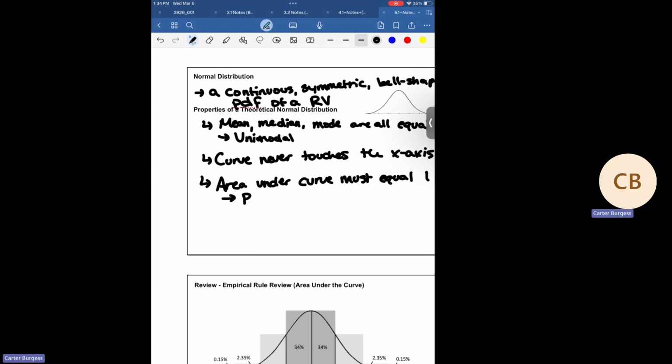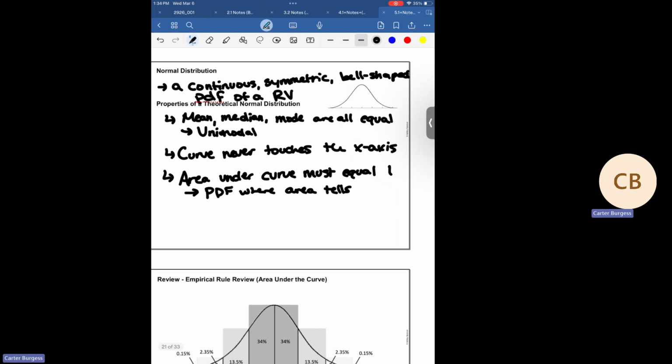So this is a PDF where area tells probability. Except it's not actually equal to, it's going to be greater than or less than or whatever.